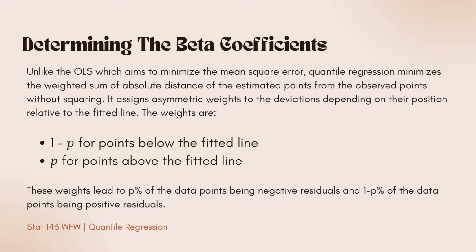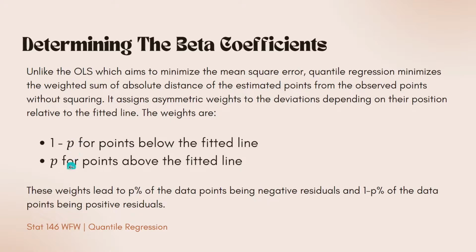However, it is not just any plain sum. It assigns asymmetric weights to the deviations depending on their positions relative to the fitted line. The weights are 1 minus p for points below the fitted line and p for points above the fitted line. So these are the asymmetric weights.